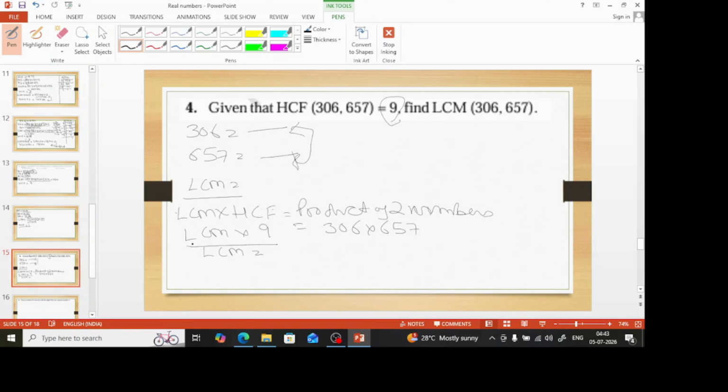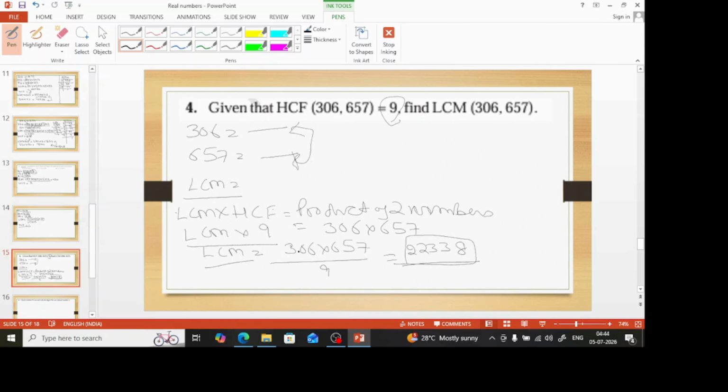9 is multiplied with LCM. If it goes to the other side, it will divide. So LCM is 306 into 657 divided by 9. If we solve these, we will get 22338 as the LCM. So our LCM is 22338.